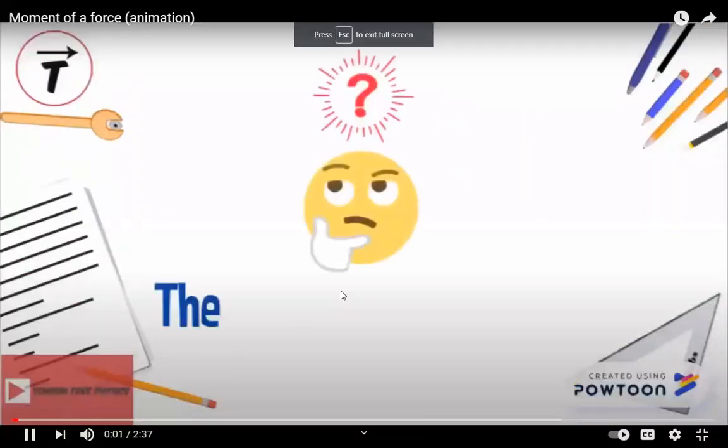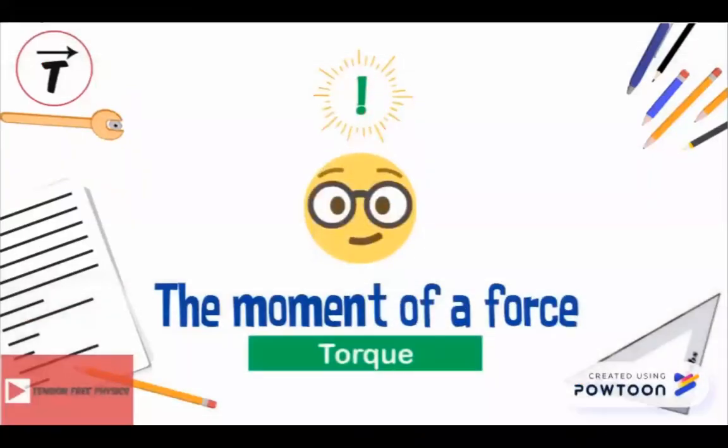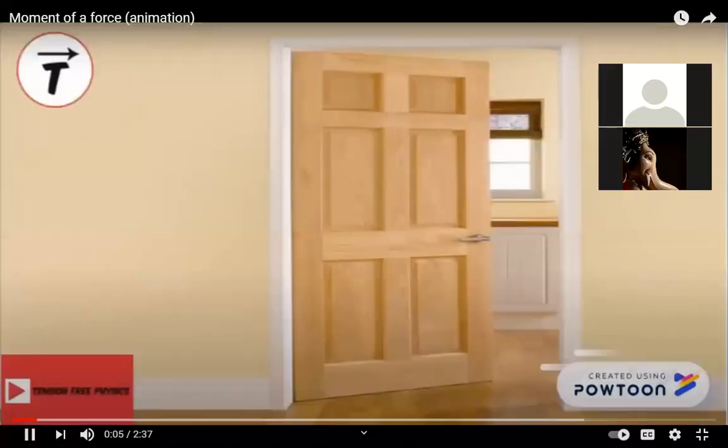Hello, today we will speak about the moment of a force or the torque. Consider a door that has the ability to rotate.